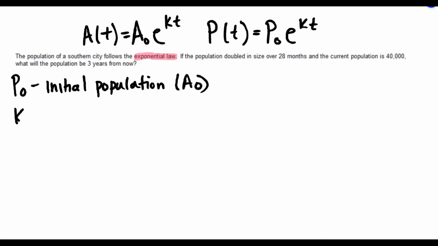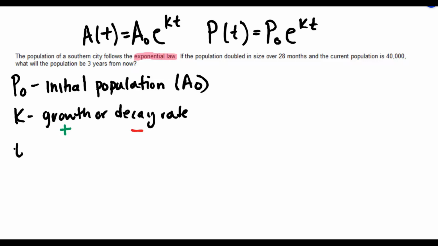The k is your growth or decay rate. So it's called a growth rate if your population is growing. And your value of k will be positive if your population is growing. And it's called decay rate if your population is getting smaller. And that value of k will be negative if your population is getting smaller.